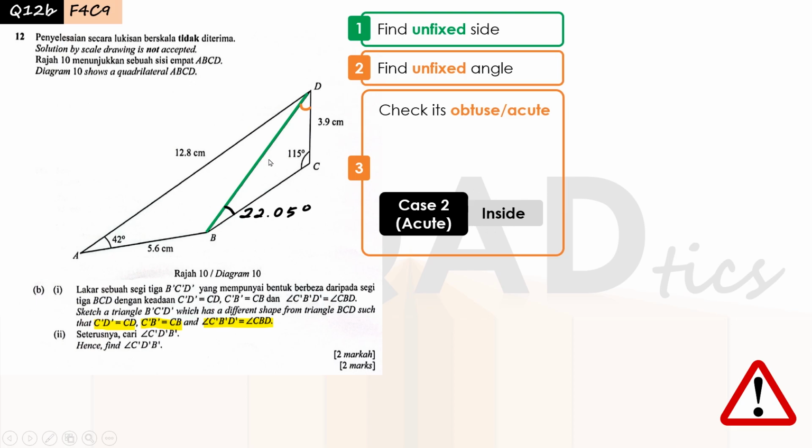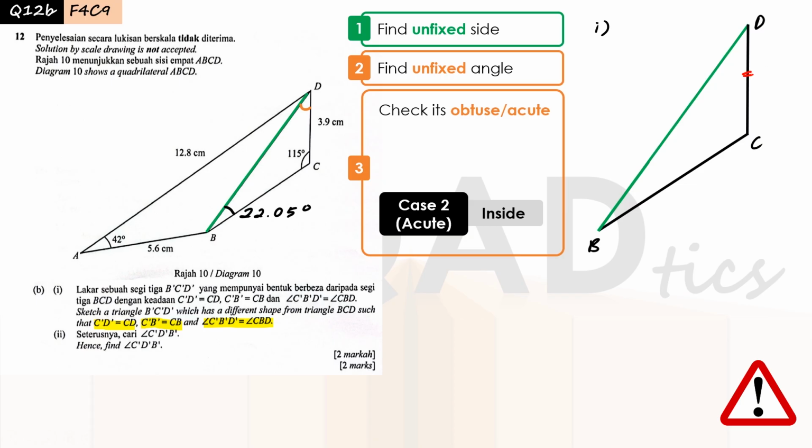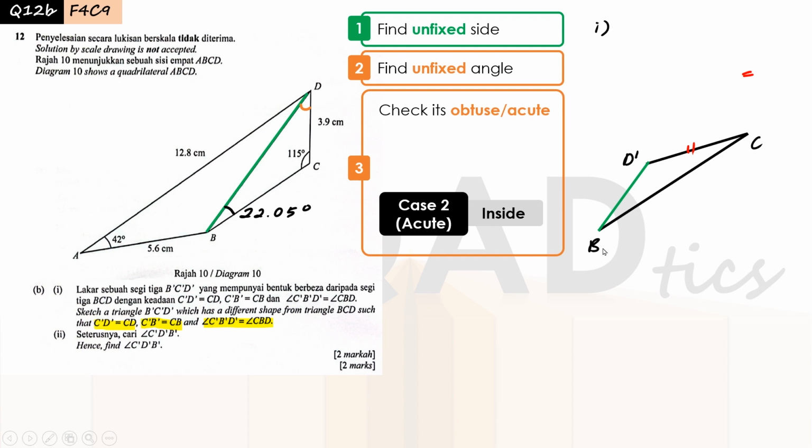to the inside. Okay, so this means the triangle here, for the point D, I'm going to move it inside here. Okay, from here to here, but making sure that the length here, CD, and the length here, which is CD prime, is the same. Okay, because this is one of the conditions here. Alright, and this would be our new triangle.